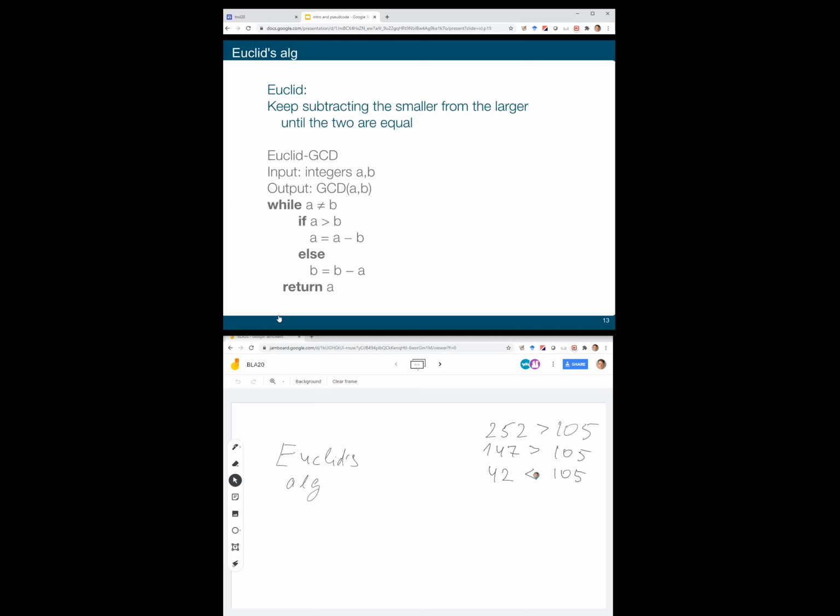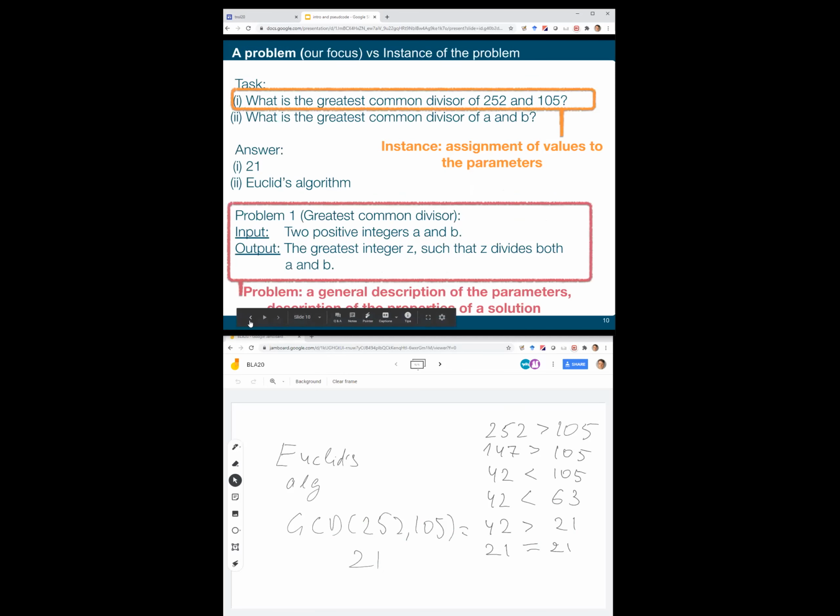Now the number on the right is larger, so we keep the smaller number and replace the larger number with the difference between the two. This is still larger, so we keep this and replace this with the difference. Now this is larger, so we keep this and replace this with the difference. Now they're equal, so the greatest common divisor of these two numbers is 21, as we had in our slides.